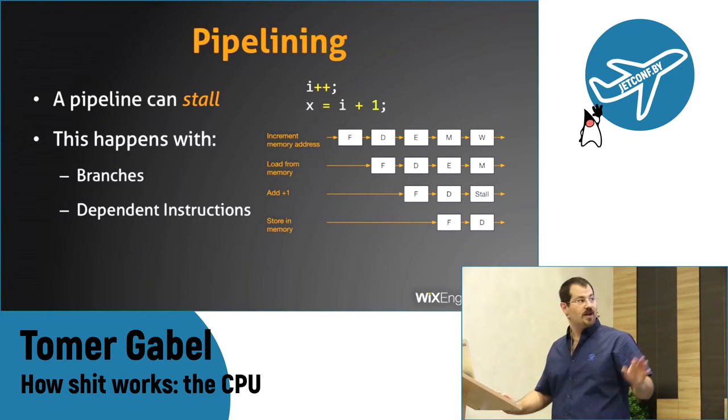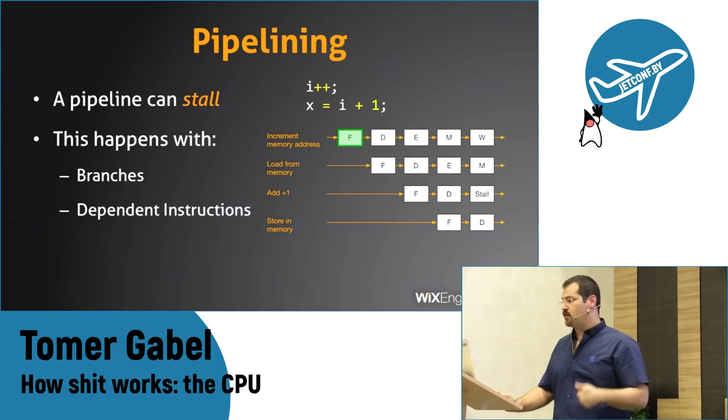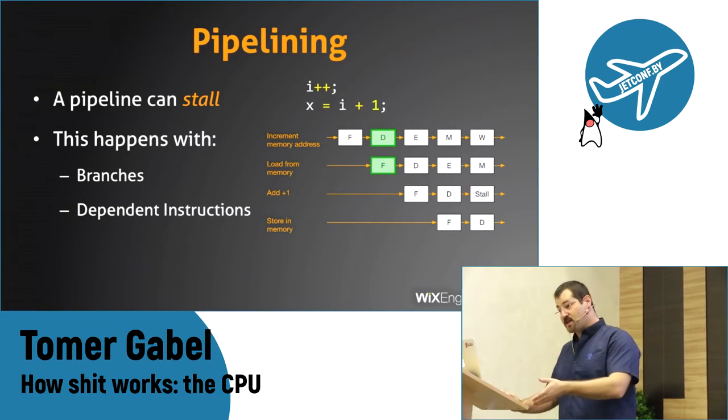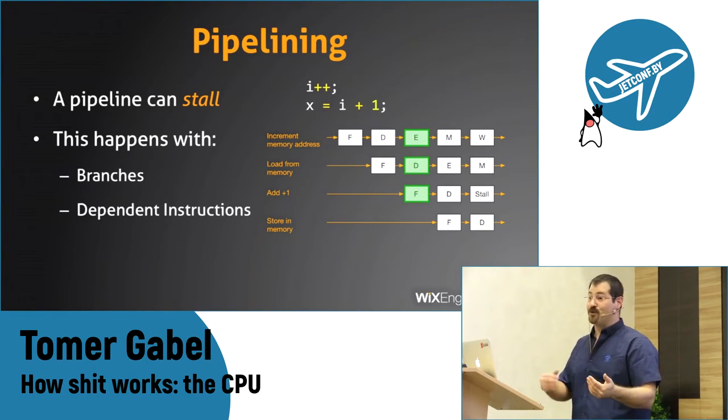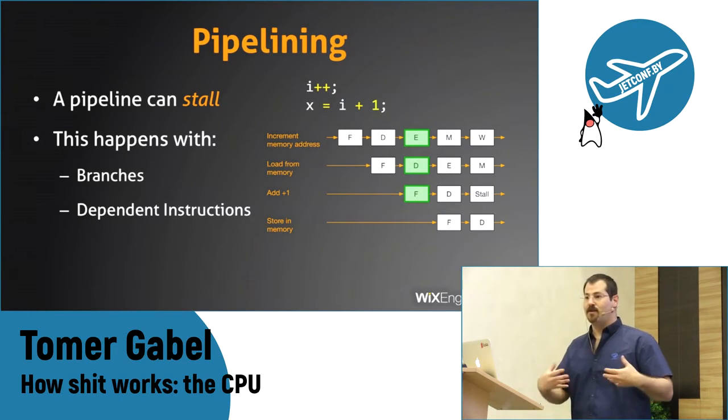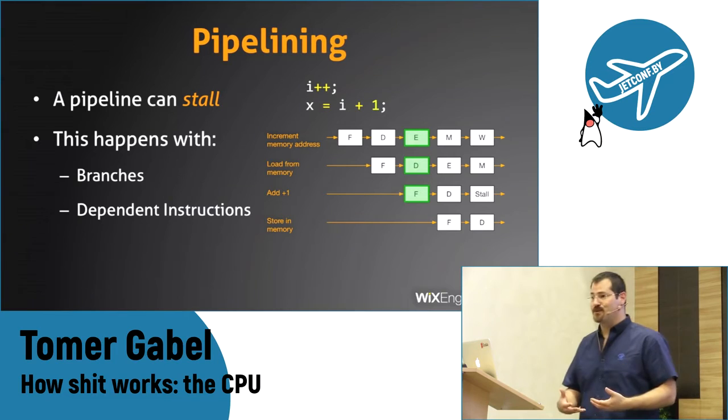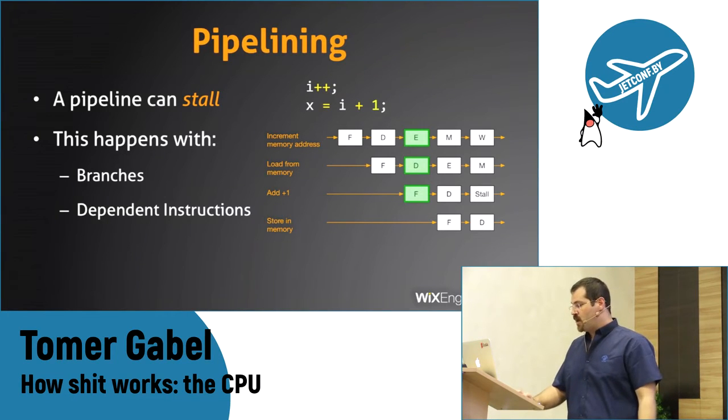So if we take a look at what's going on in the CPU, we fetch the first instruction. While decoding it, we fetch the next one. While executing it, we're decoding the second instruction and fetching the third one. So we're feeding the pipeline as fast as we can, trying to get the CPU to be as effective and efficient as possible.